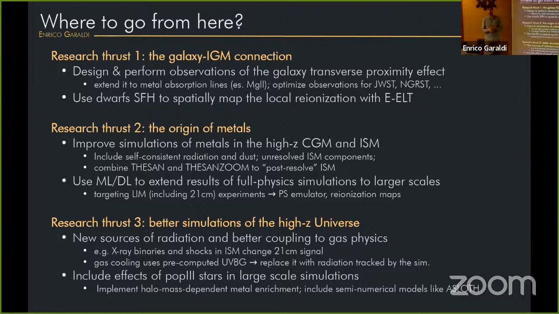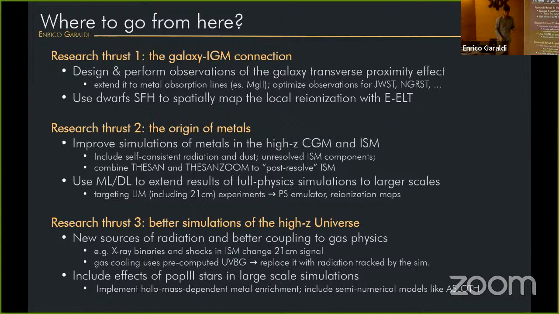But cooling in simulation is done by essentially interpolating a cooling table as a function of temperature and density. And this cooling table assumes a UV background, which is definitely not the one that we get in simulations. So I think this is an obvious thing to do, to try to include the self-consistently simulated radiation in the cooling tables, for example.